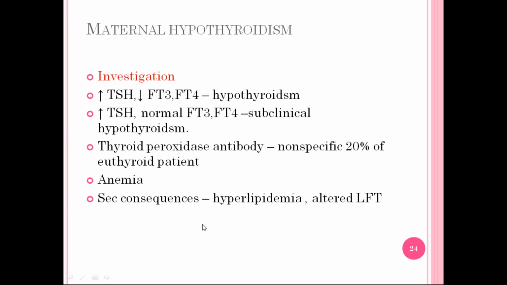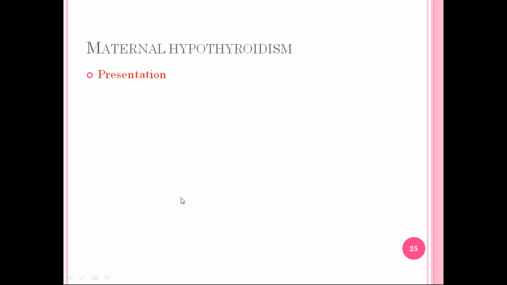Then what are the investigations? So you have to do free T4, T4 in pregnancy. That is important. Not only TSH, but free T3, T4 levels. If it is hypothyroidism, TSH is increased, free T3, T4 are decreased. If it is subclinical, these levels will be normal. Free T3, T4 will be normal and TSH is increased. Okay, that's all you remember for maternal hypothyroidism.